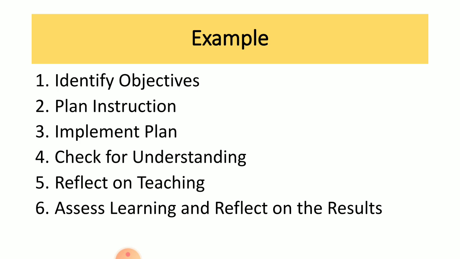And in assessing learning and reflecting on the results, Teacher Anton later on gave a multiplication quiz. 90% of the students passed. He planned to give remedial exercises to those who failed. This teaching cycle taught Teacher Anton that the students can discover concepts on their own. However, they must still be guided by a teacher because misconception may arise.